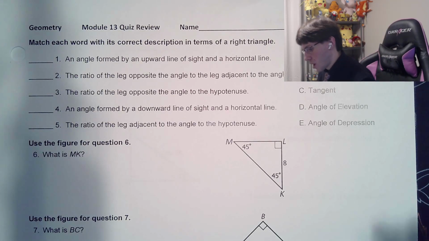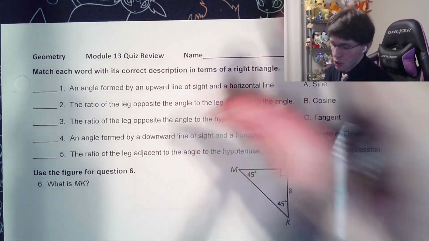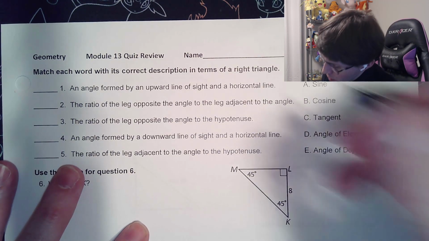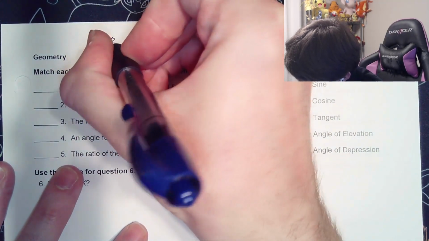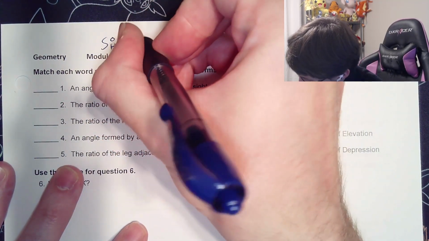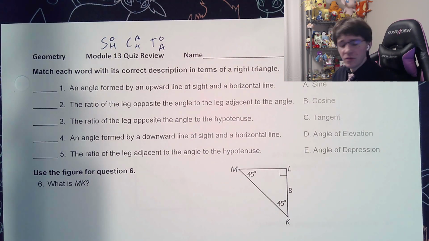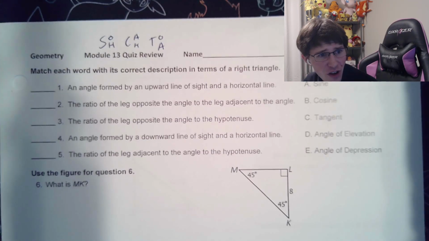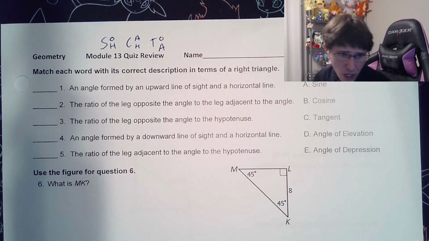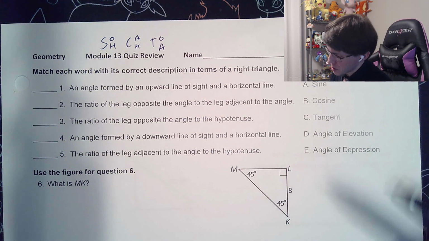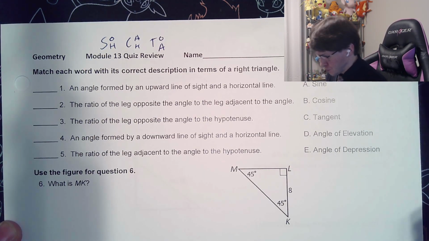Yo, let's get going on this quiz review. So the very first thing you should do when you get your quiz is write SOHCAHTOA at the top. That's going to be super useful for you while you do this entire quiz review. In fact, it's going to make a difference on the very first question, or at least the first set of questions here: sine, cosine, tangent. Here we go.